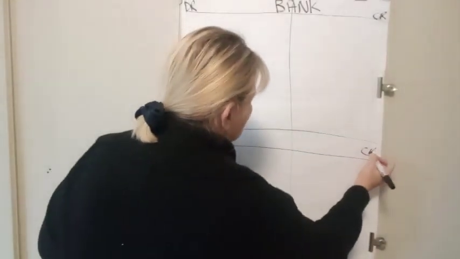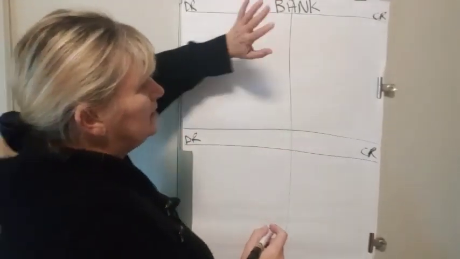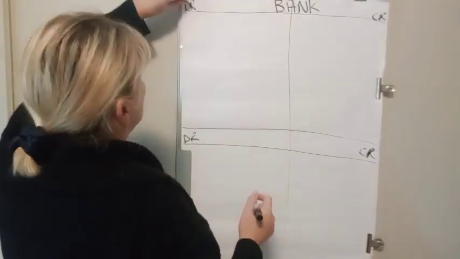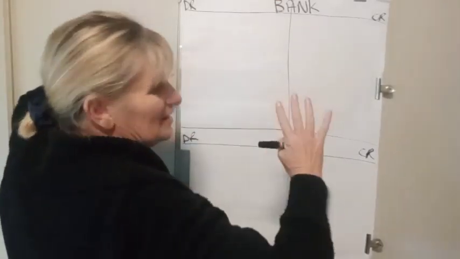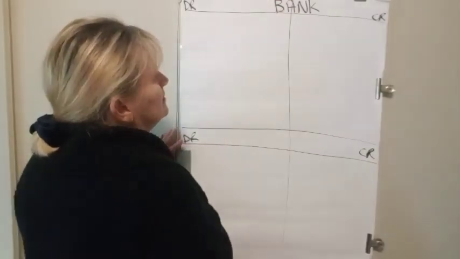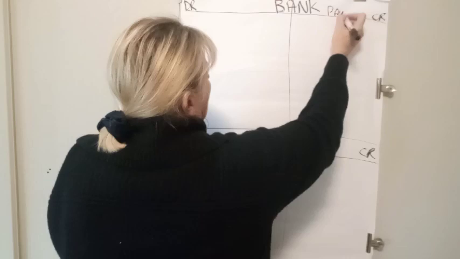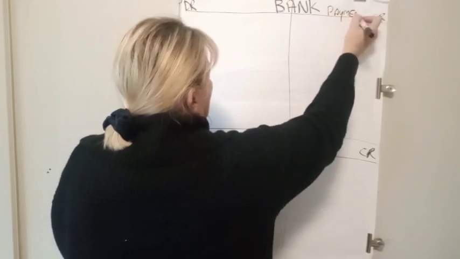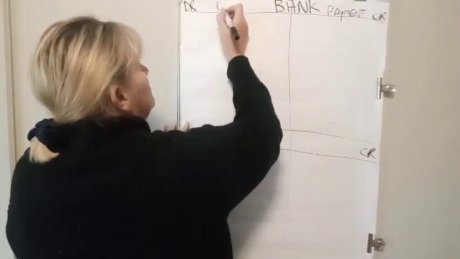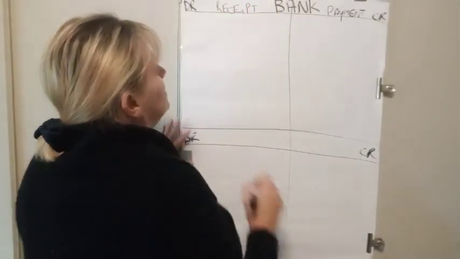Your transactions that you fill in here will either be on the debit side or the credit side. But this is stuck like glue. It's there. You don't change it. Okay, your bank, you have a payment side and you have a receipt side. If you can remember that, you can remember every single account in accounting.